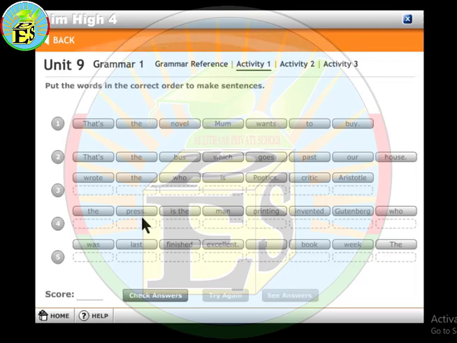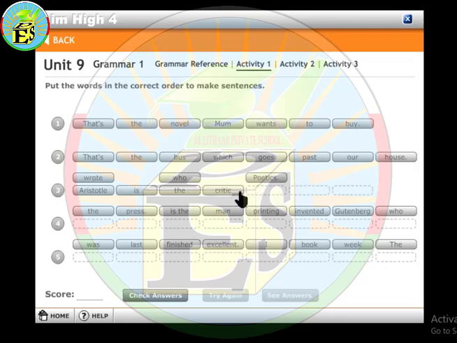Third: wrote, the, who, is, poetics, critic, Aristotle. Aristotle is the critic who wrote poetics. Critic means a person who writes criticism. Who is the relative pronoun, then the verb wrote, then poetics.